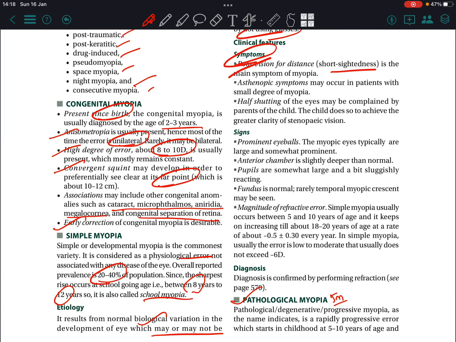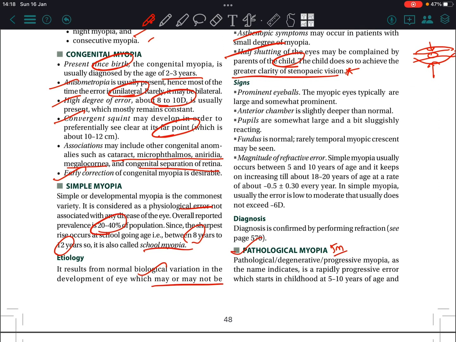Clinical features: poor vision. Symptoms: poor vision for distance, short-sightedness, asthenopic symptoms, half shutting of eyes. It is often complained of by parents of the children; the child does so to achieve greater clarity by stenopeic vision. Prominent eyeballs: the myopic eyes typically are large and somewhat prominent. Anterior chamber is slightly deeper than normal. Pupils are somewhat large and a bit sluggish in reacting. Fundus is normal. Rarely a temporal myopic crescent may be seen.